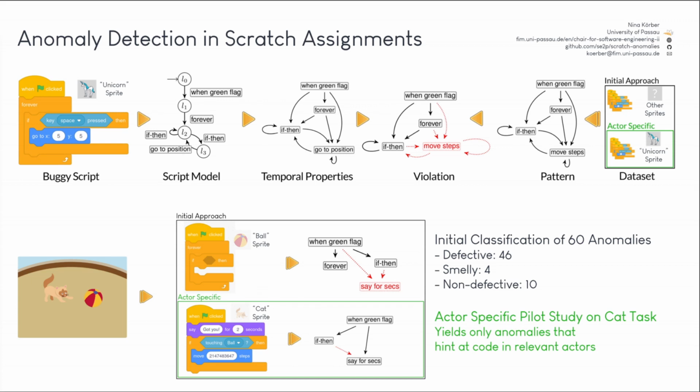the programs. To sum up, anomaly detection in Scratch is a useful approach to help teachers with assessing their students' code. This research field is still young, and the first step to improve the initial approach by mining actor-specific anomalies yielded promising results that are worth investigating in further experiments.